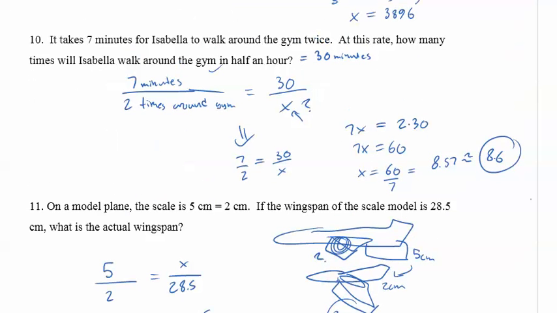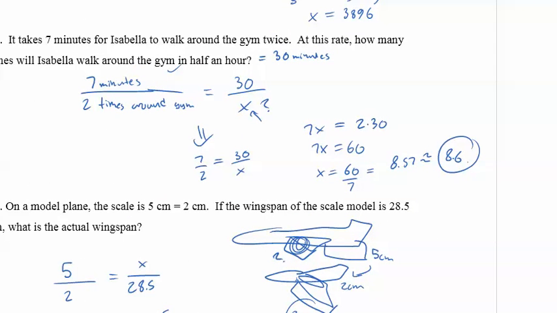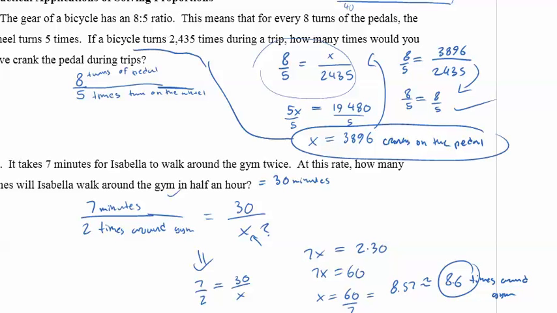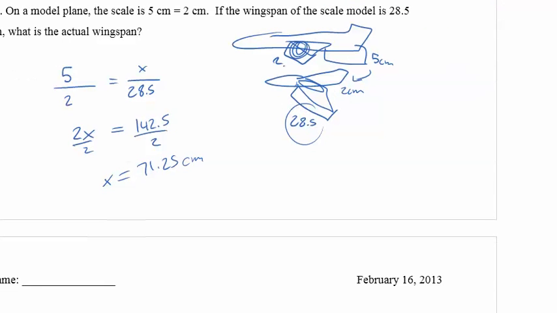And I should have written this up here: times around gym, and up here I should have said cranks on the pedal, because it was asking how many times to crank the pedal. Don't forget the units. You might lose points on that. And that is the answer.